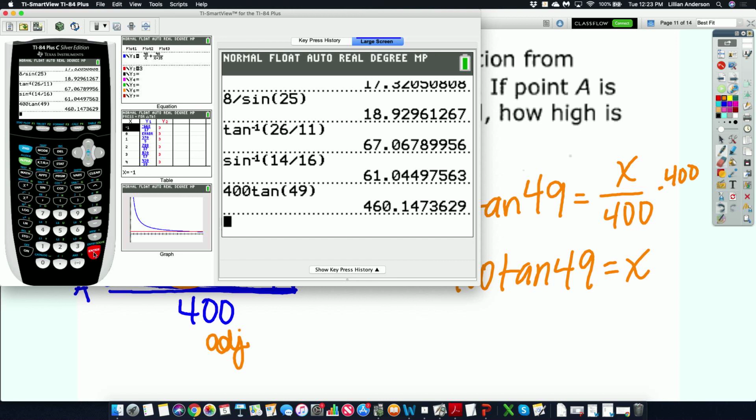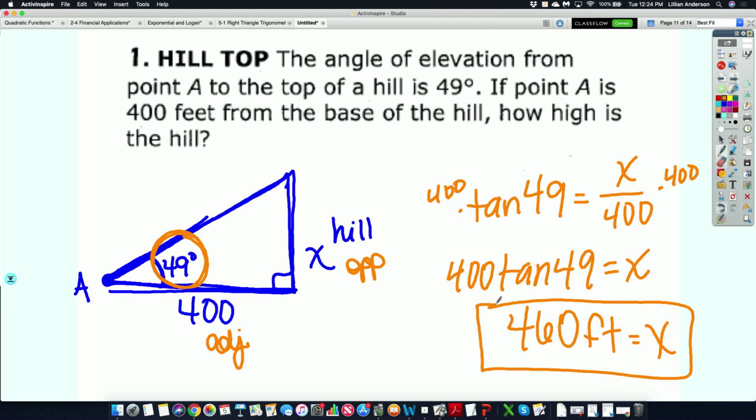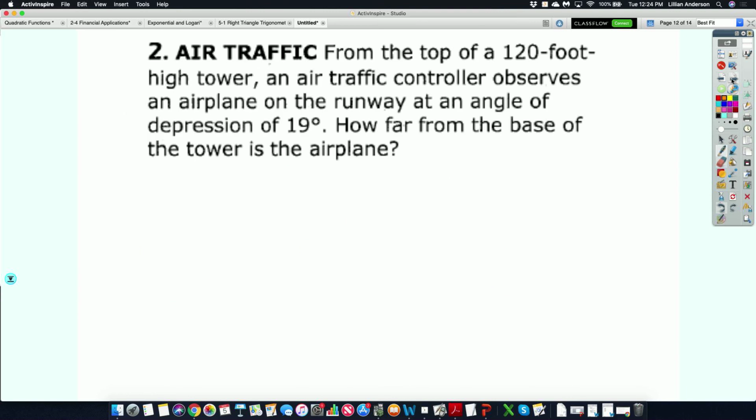Did you guys get this? Yeah. So 460 feet. I think in the homework I tell you how to round, so you don't have to worry about what to do around. I gotta find it though. Let's look at one more together.